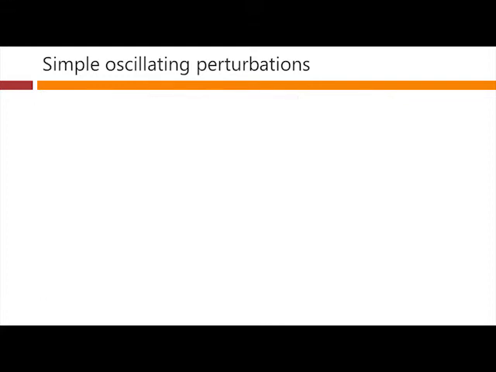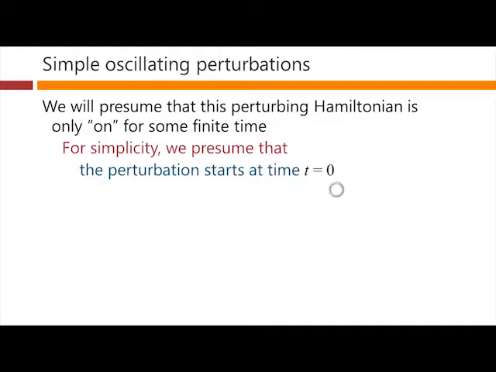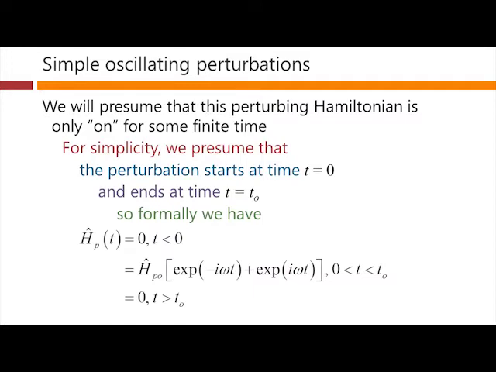Now, to set this problem up, we're going to presume that this perturbing Hamiltonian is only on for some finite amount of time. So we presume that it starts at time t equals 0 and ends at time t equals t0. So formally then, this Hamiltonian can be written as something that is 0 before time equal to 0 and is 0 after time equal to t0, and in the middle, in this time range here, it takes on this form we've just set up.